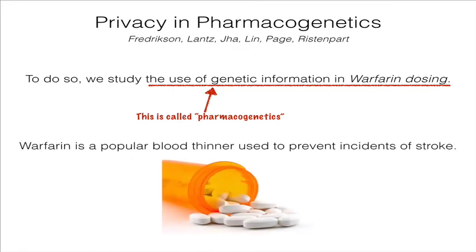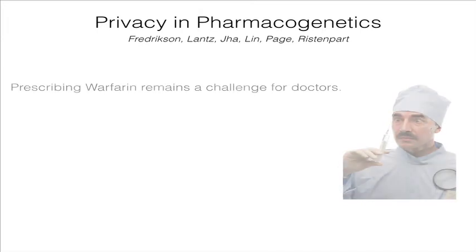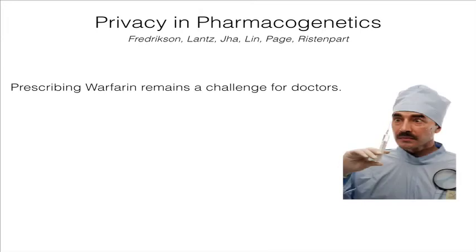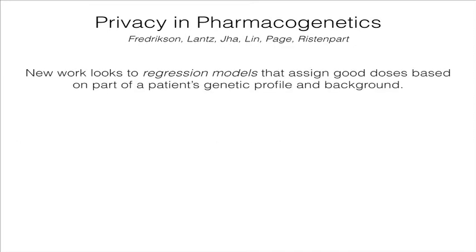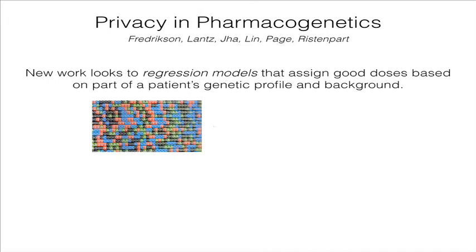Warfarin is a popular blood thinner used to prevent incidents of stroke. However, prescribing warfarin remains a challenge for doctors, where high doses can lead to bleeding. Low doses fail to treat the patient's original risk of stroke. New work has looked to using regression models that assign good doses based on a patient's genotype and their background.